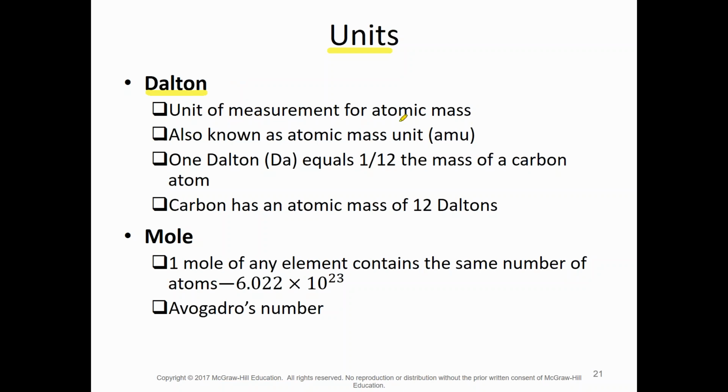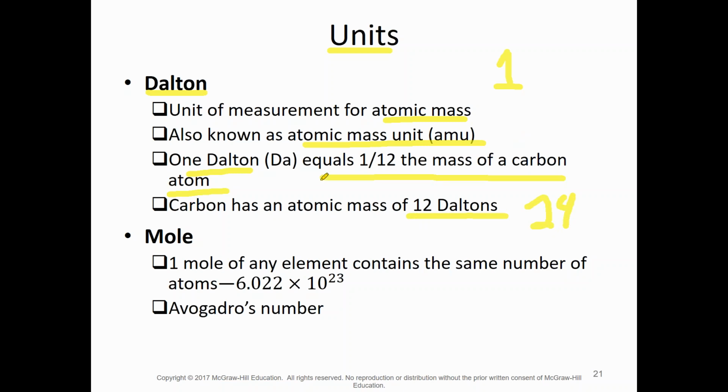Dalton is a measurement of atomic mass, as we said before. It's also called the atomic mass unit. And 1 Dalton is, you guessed it, 1/12 the mass of a carbon atom. So a hydrogen atom has a mass of just 1 Dalton, whereas the carbon atom has a mass of 12 Daltons. And magnesium would then have a mass of 24 Daltons. Okay, see, these are very, very tiny units.